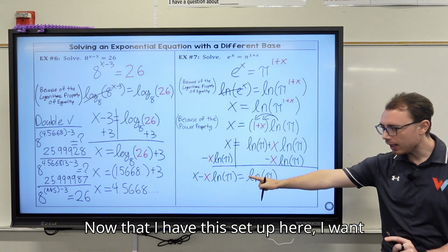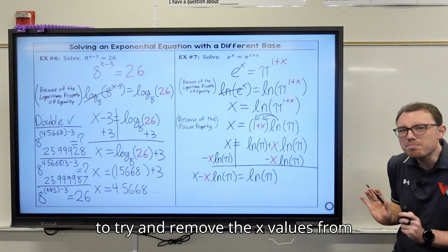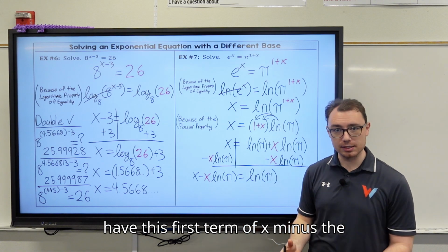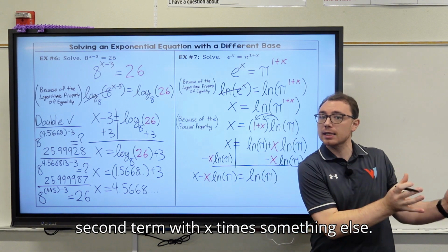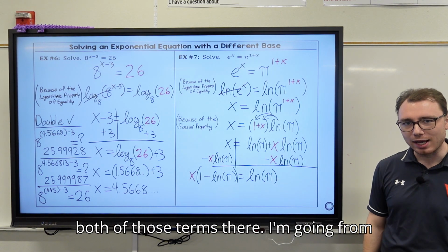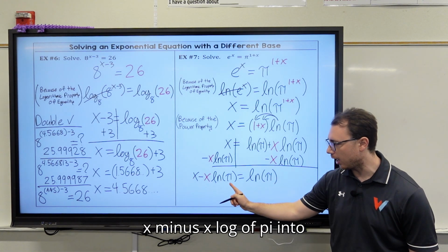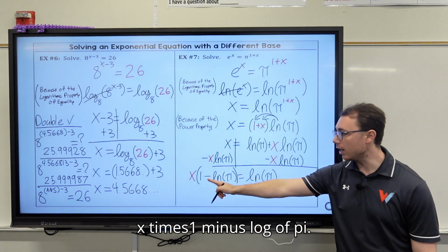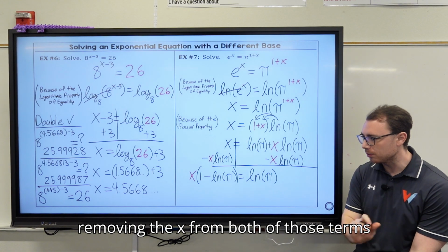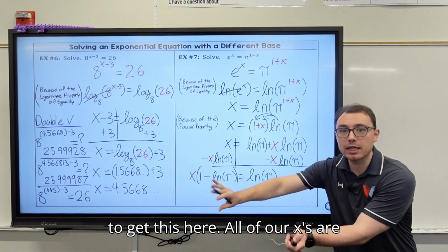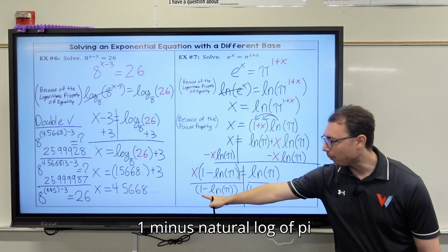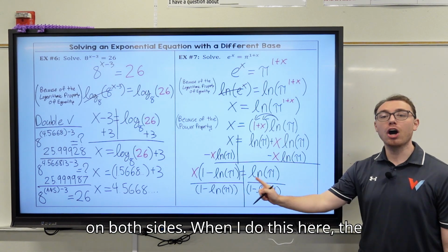Okay. Now that I have this set up, I want to try and remove the x values from both of these terms. I basically have this first term of x minus the second term with x times something else. Well, really, I can just pull an x out of both of those terms. I'm going from x minus x log of pi into x times 1 minus log of pi. Notice what we're doing here. We're removing the x from both of those terms to get this. All of our x's are now in one spot. They're isolated. And now I can divide away that 1 minus natural log of pi on both sides.